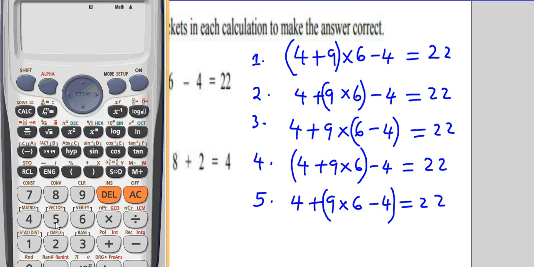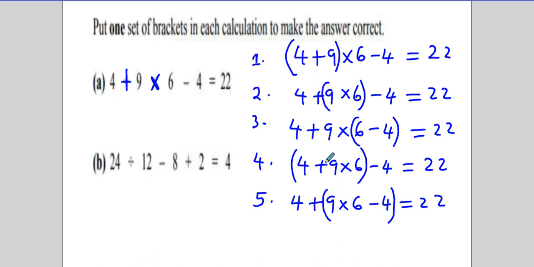Okay, go to the next possibility: 4 plus, open brackets, 9 times 6, then minus 4. Nope, we don't get 22. Go to the third possibility: we have 4 plus 9, then times, open brackets, 6 minus 4, close brackets. Yes, it's giving 22. So the third possibility is giving us the correct answer.